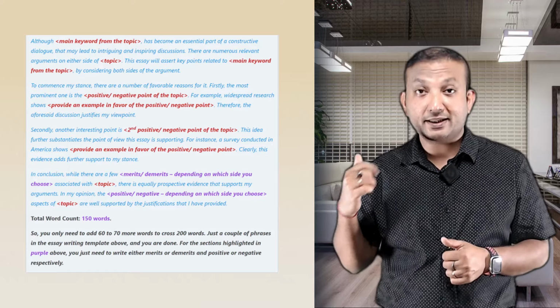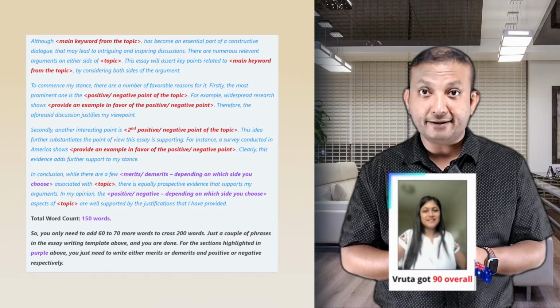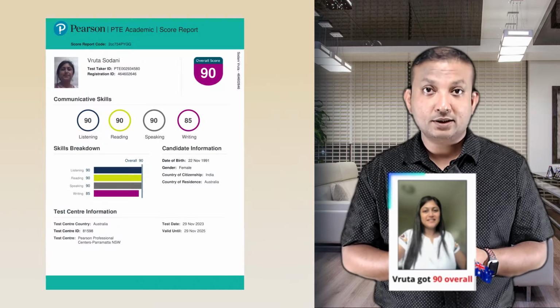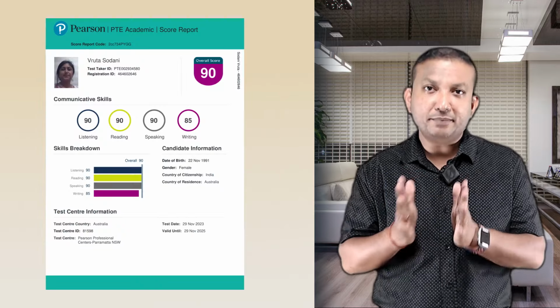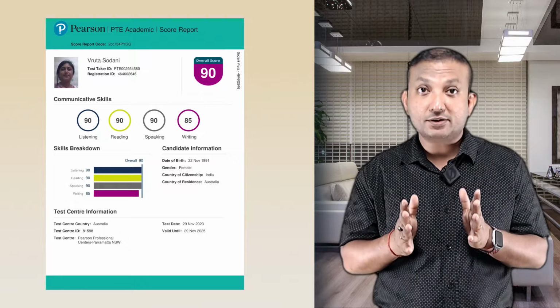Vruta also used this in her exam and got full marks in essay. I showed you her scorecard in the beginning. You can see it here as well. She got 85 in writing as she made some mistakes in Write from Dictation. She wrote 70 words of her own.